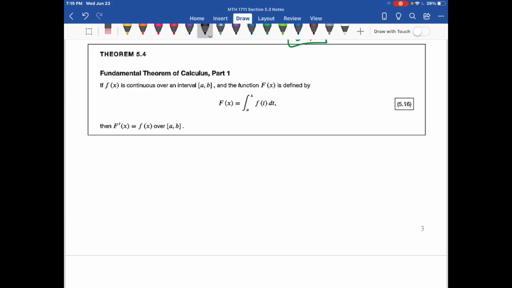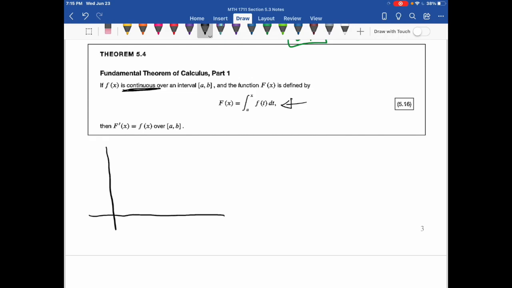So now let's talk about the fundamental theorem of calculus part 1. This theorem states that if f of x is continuous, and this is a key component, continuous over a closed interval a to b, and the function capital F of x is defined by the integral from a to x of f of t dt, and this is true for every x on that interval a to b, then the derivative of capital F is equal to lowercase f on that interval a to b.